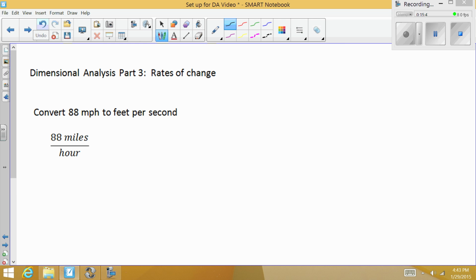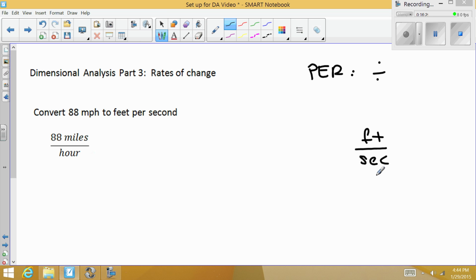All right, third version here of dimensional analysis is looking at rates of change. So rates of change are units per some other units, and we know that per means divide. So if we've got 88 miles per hour, and we want to convert it to feet per second, that 88 miles per hour is 88 miles divided by 1 hour. And our goal here is to convert to feet divided by seconds. So we've got a couple different units to convert. We need to turn the miles into feet, and we need to turn the hours into seconds.